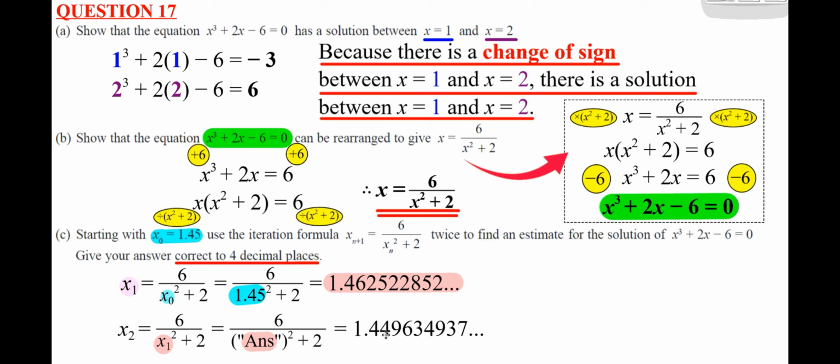It's just going to be 1.4496 when properly rounded. And that's our final answer to part C. So that's A, B, and C completed. So that's all of question C. Sorry, all of question 17 done.